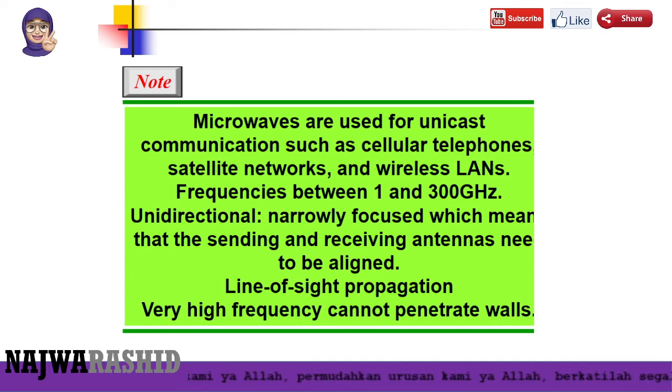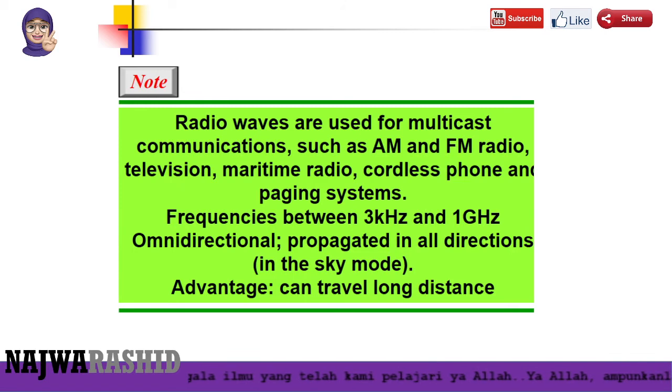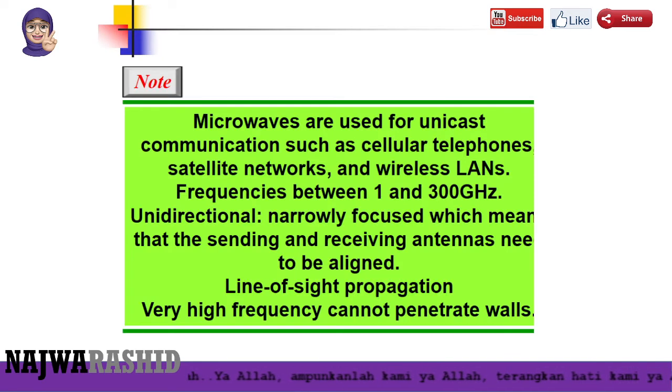The next one, we have the microwave. This wave is used for unicast communication. Before this, the radio wave is multicast. Microwave is used for unicast communication, such as cellular telephones, satellite networks, and wireless LAN. The frequency for this wave is between 1 and 300 gigahertz. It is unidirectional. It uses a unidirectional antenna and is narrowly focused, which means that the sending and the receiving antennas need to be aligned.